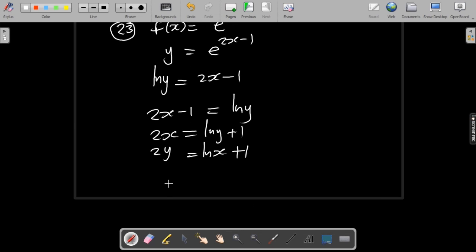Now I can make y the subject, and that would mean that I'm basically multiplying both sides by a half or dividing both sides by 2. It's the same thing. And that will give me this. And in the end, when I multiply through, that would be a half ln x plus a half.